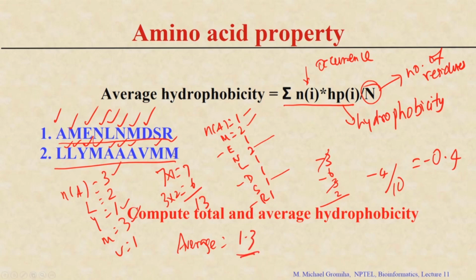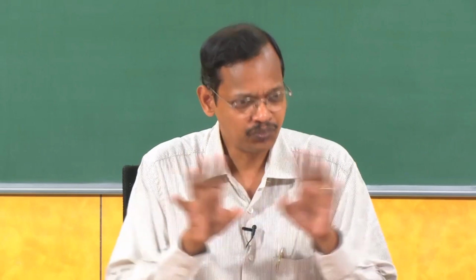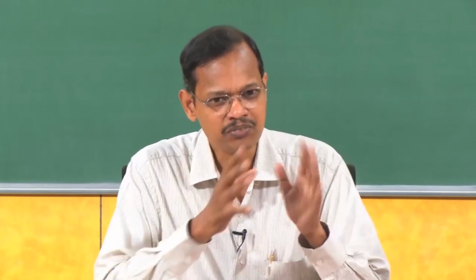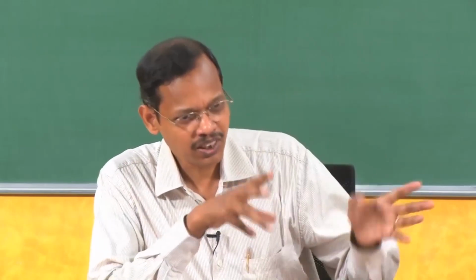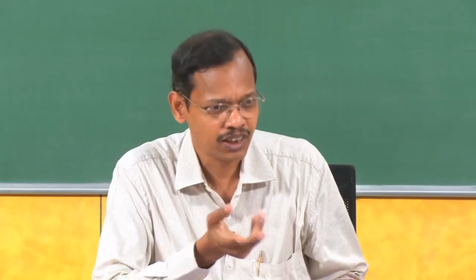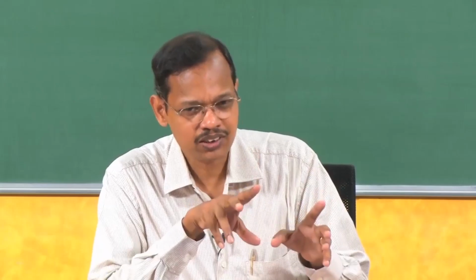So, you have two sequences, one sequence is minus 0.4, one sequence 1.3. So, what can we infer from these values? The second sequence is more hydrophobic than the first sequence. We have some proteins which prefer a highly hydrophobic environment, for example transmembrane helical proteins. So, if you have sequences which are predominantly hydrophobic, then that protein could be a transmembrane protein.